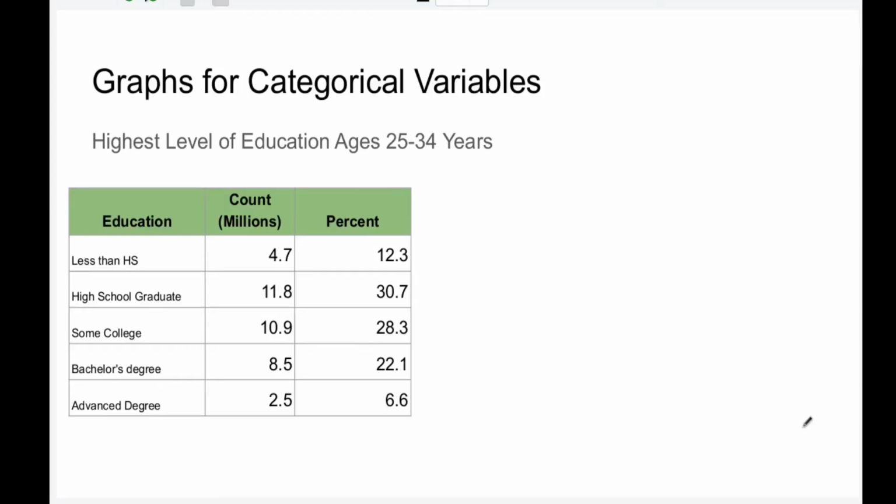Here we have some data in a table. Tables are often one of the least transparent ways of presenting data. What we have is highest level of education for a population of individuals aged 25 to 34 years. This ranks less than high school, 4.7 million individuals. High school graduate, highest level of attainment, 11.8, some college 10.9, bachelor's degree 8.5, advanced degree 2.5.